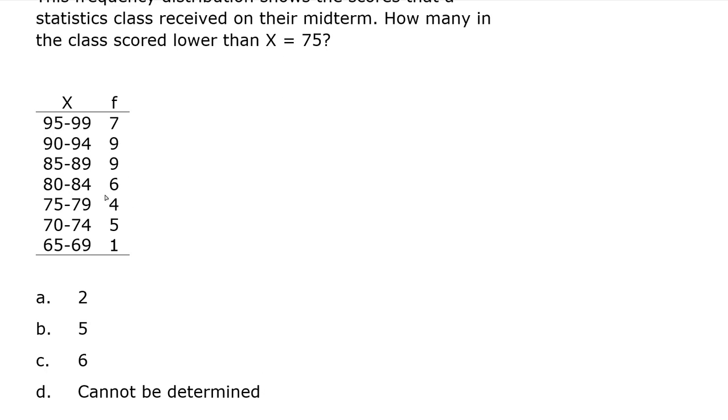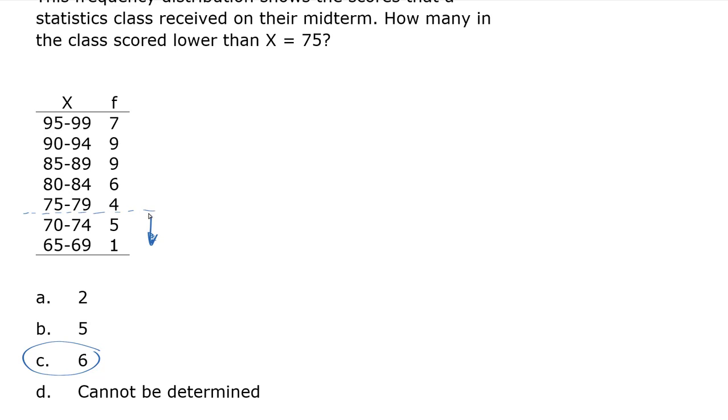Okay, so the simple answer is that from here downwards, even though we don't know exactly what scores these people got, this one person got somewhere between 65 and 69, these 5 people got somewhere between 70 and 74, that makes a total of 6 people, so that's the answer. We just add up how many are below 75.